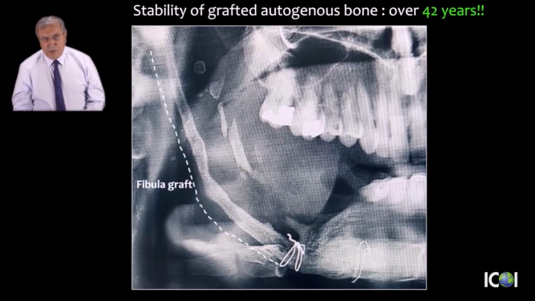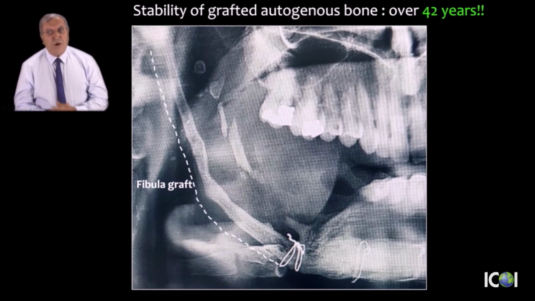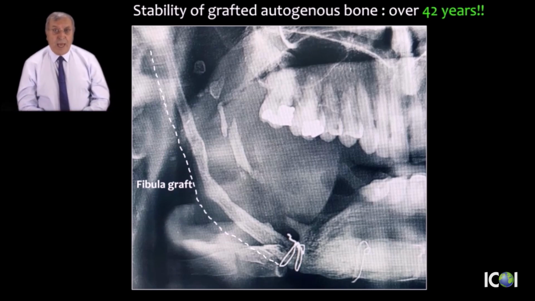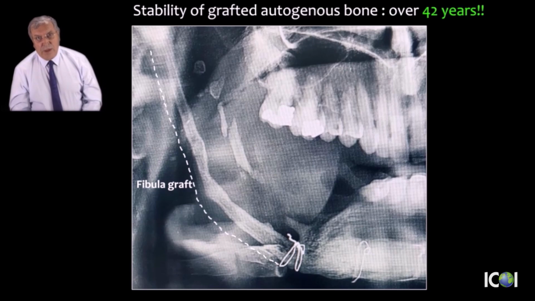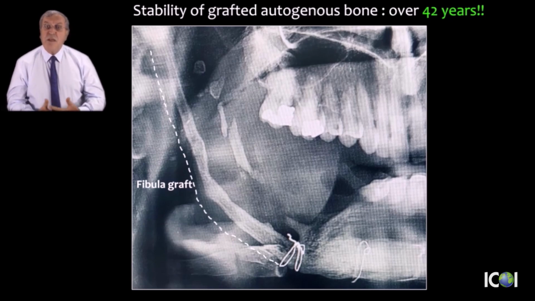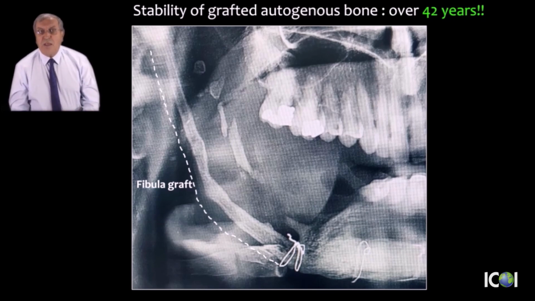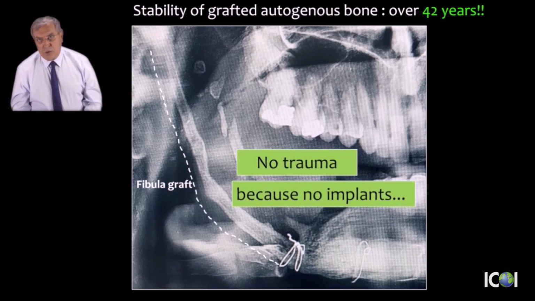Look at this case. Interesting. 42 years follow-up. 42. This lady, she was 18 years old, and she got a cancer of the mandible. They did a fibula graft. And after 42 years, the bone is still there. It's autogenous, full. But it's stable. Why? It's stable because there is no trauma, because there are no implants. And you understand that implants are dangerous in a bone graft because we usually place the implant with a high torque.